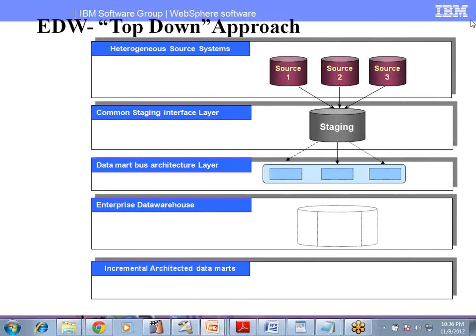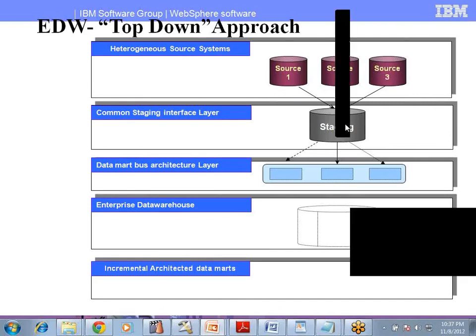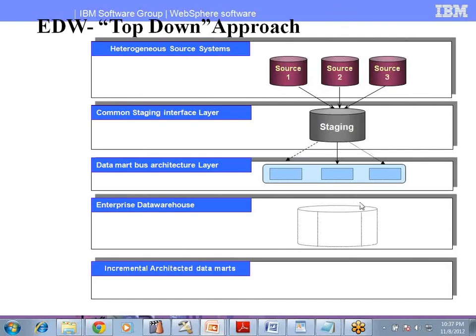These sources, we simply call them heterogeneous sources or homogeneous sources. One may have customer data, one may have order data, one may have manufacturer data. We load the data from all these sources into the staging area. Once the data is ready in the staging area, in the top-down approach we create some kind of data mart structure.